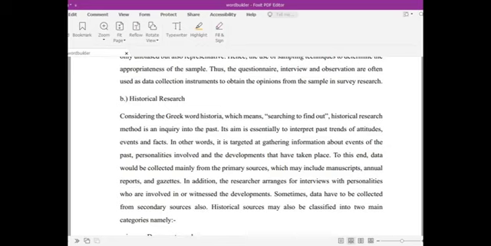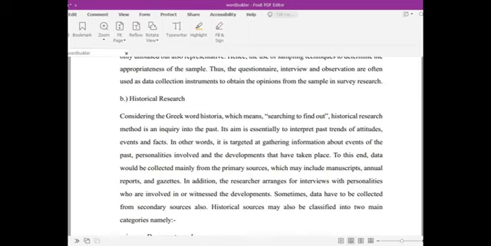In other words, it is targeted at gathering information about events of the past, personalities involved, and the developments that have taken place. To this end, data would be collected mainly from the primary sources. That is the main sources, the primary sources, which may include manuscripts, annual reports, and gazettes. Gazettes, you're talking about journals, newspapers that will give you the original information.